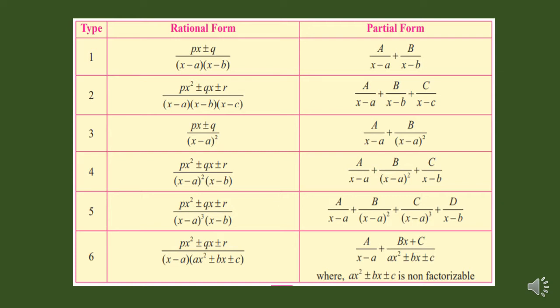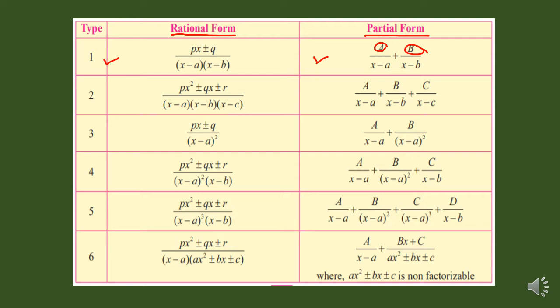So, if the question is in the rational form, we convert it into the partial form. Suppose the question is px plus or minus q upon (x minus a) into (x minus b). This is the most common type of question which can come to you even as an MCQ. In that case, we convert this rational form into partial form by writing A upon x minus a plus B upon x minus b. And then we go on to find out the values of A and B in this case.